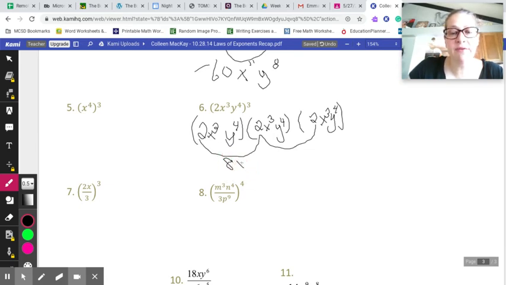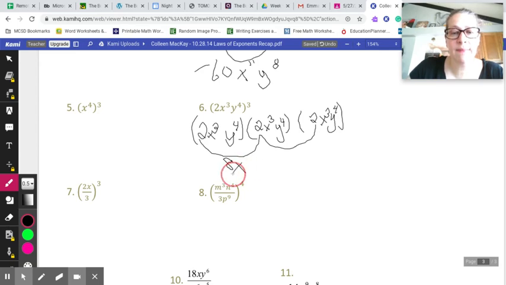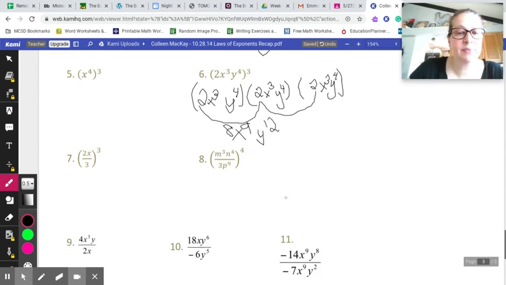I'm going to look at my variables. I'm going to add my exponents because I'm multiplying. So 3 plus 3 plus 3. 3 plus 3 is 6. 6 plus 3 is 9. Oh, let's try that again. Let's make that look like a 9. And y, 4 plus 4 plus 4. 4 plus 4 is 8. 8 plus 4 is 12.